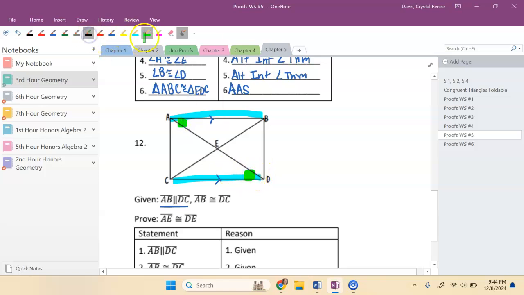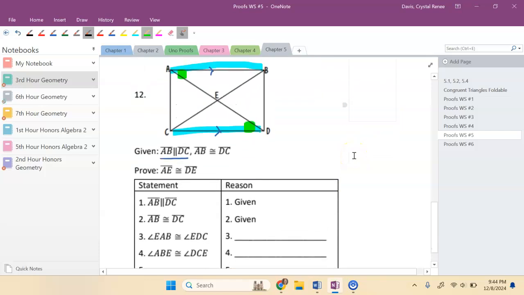Okay. So I could write alternate interior angle theorem goes right here. Now on number 4, I'm shown the angle ABE, so this angle here is congruent to DCE, which is this angle here. Notice those are also alternate interior angles, so we could do alternate interior angle theorem again.